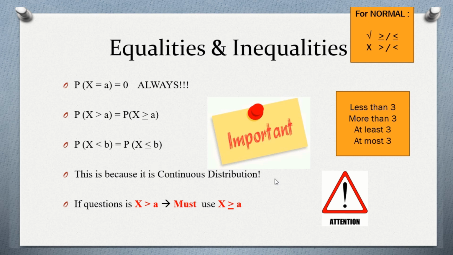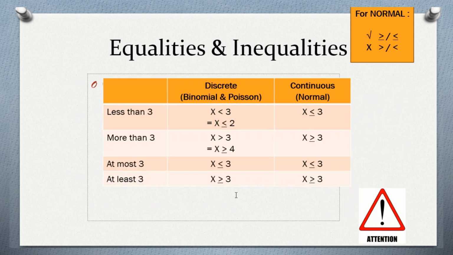This is because this is continuous distribution. Okay, this is a common mistake among students. If it's normal distribution and they tell you x is more than 3, you change it straight away to more or equal to 3. Do you understand? Alright.